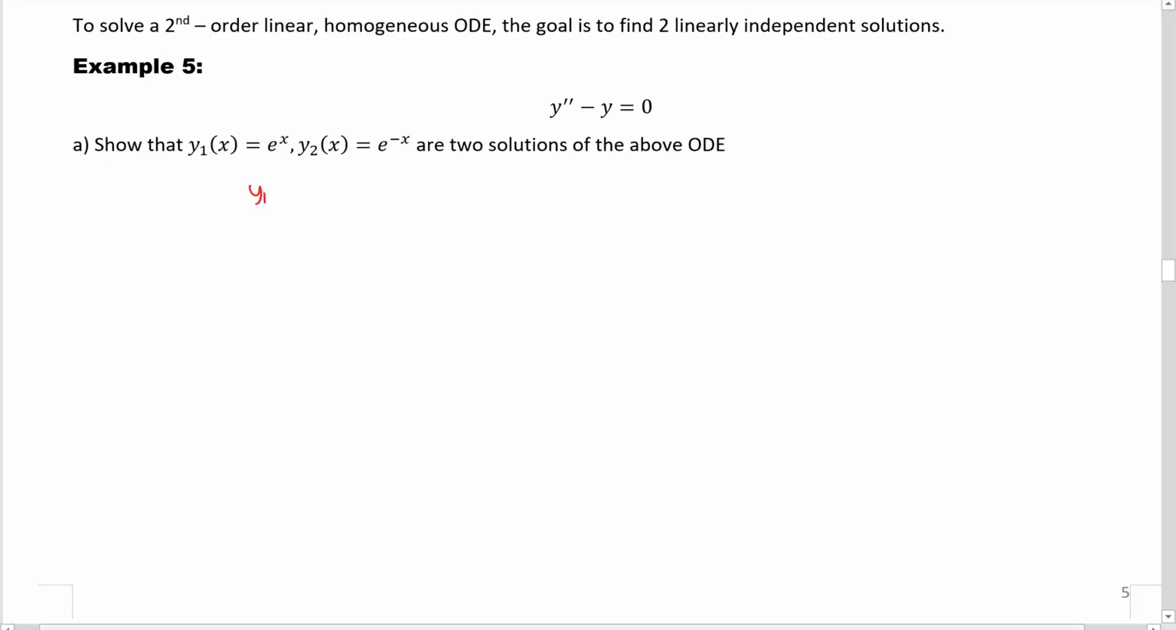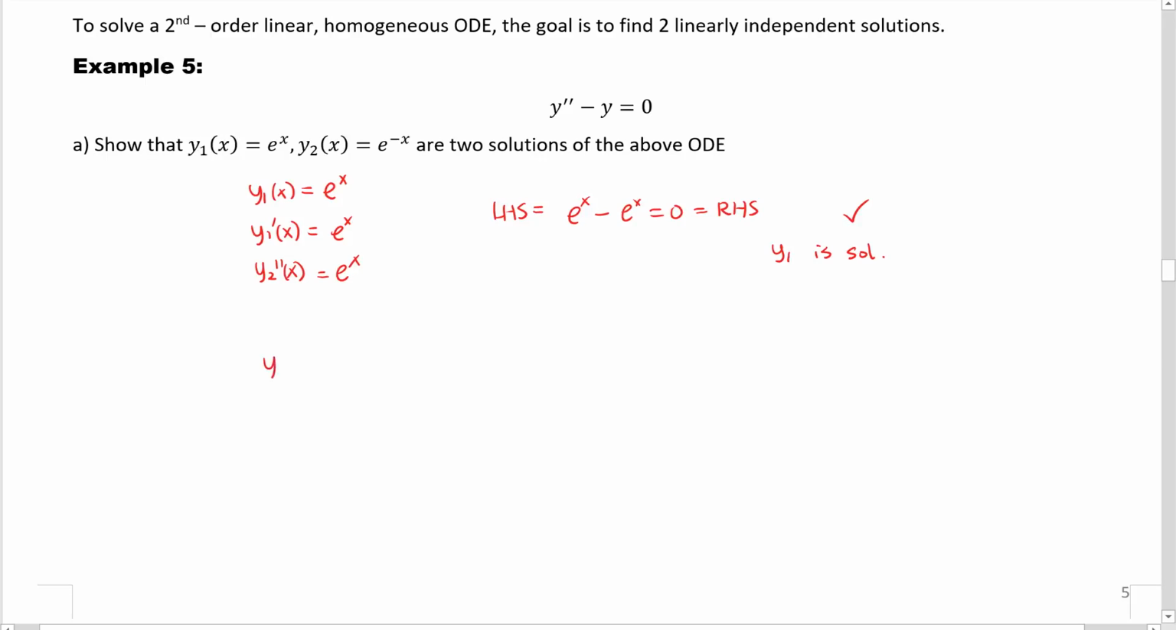So y1 of x equals e to the x, and y1 prime of x, the derivative of e to the x, is still e to the x. When we plug in, the left-hand side is y double prime, so let's take one more derivative. It's still e to the x. So e to the x minus y, which is e to the x, is 0. It's the right-hand side. Yay! So y1 is a solution.